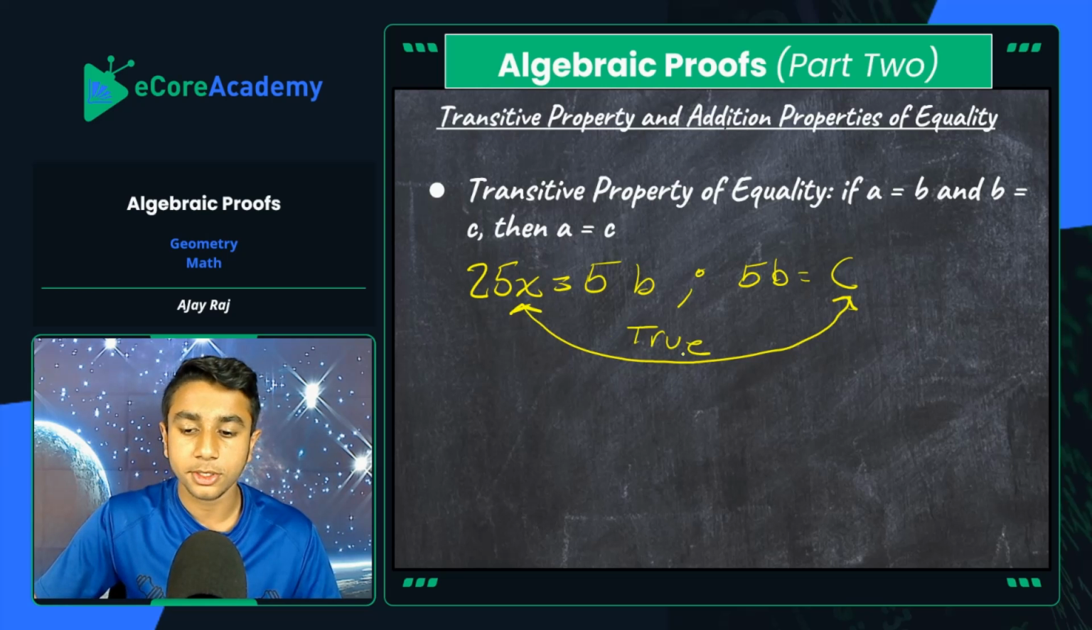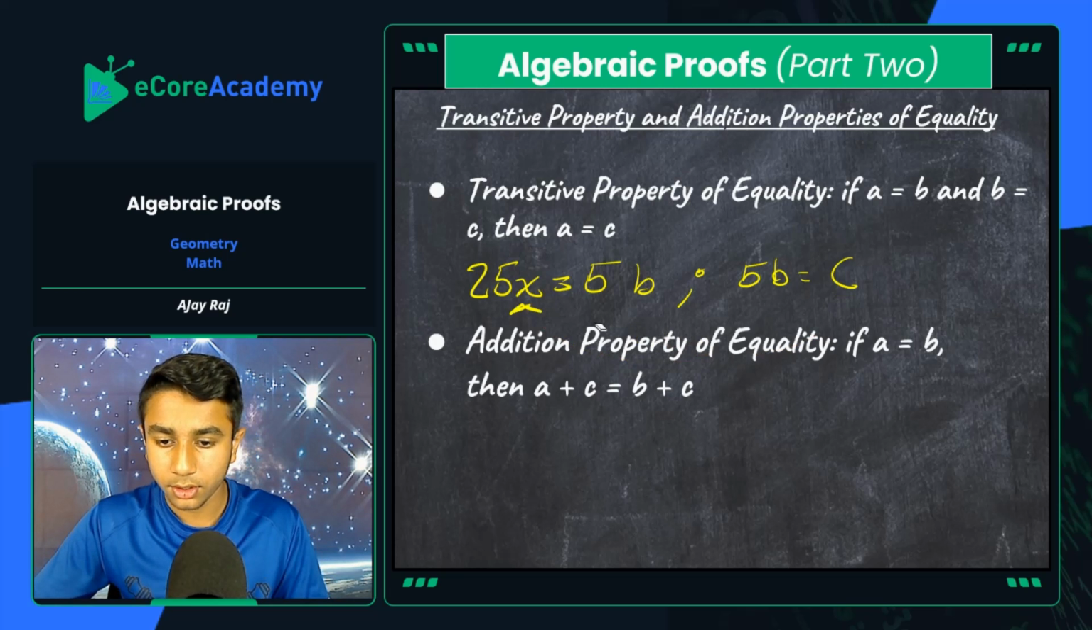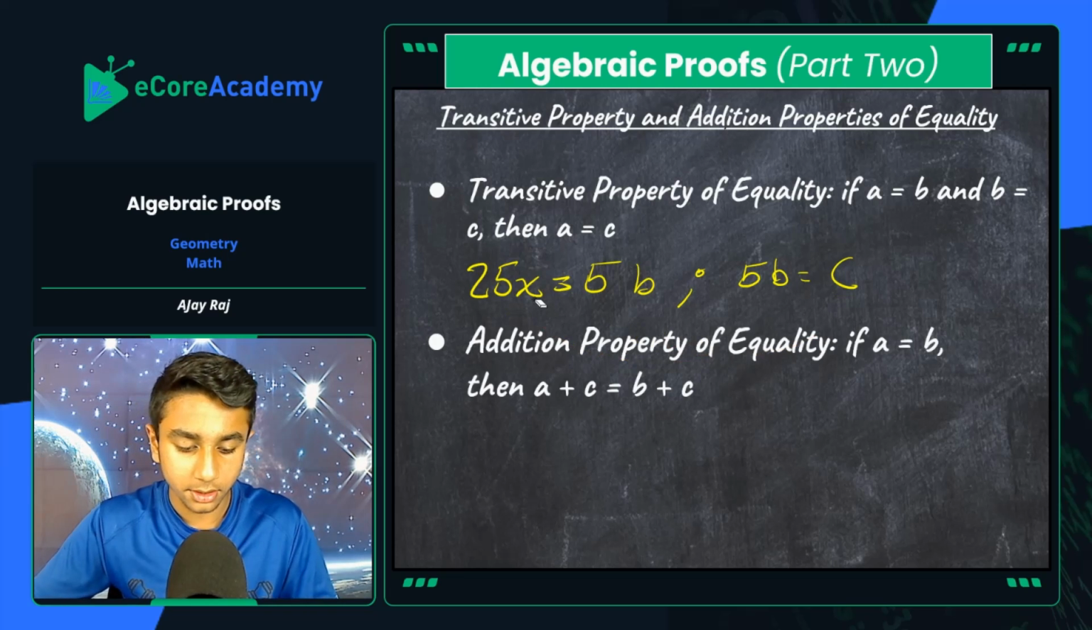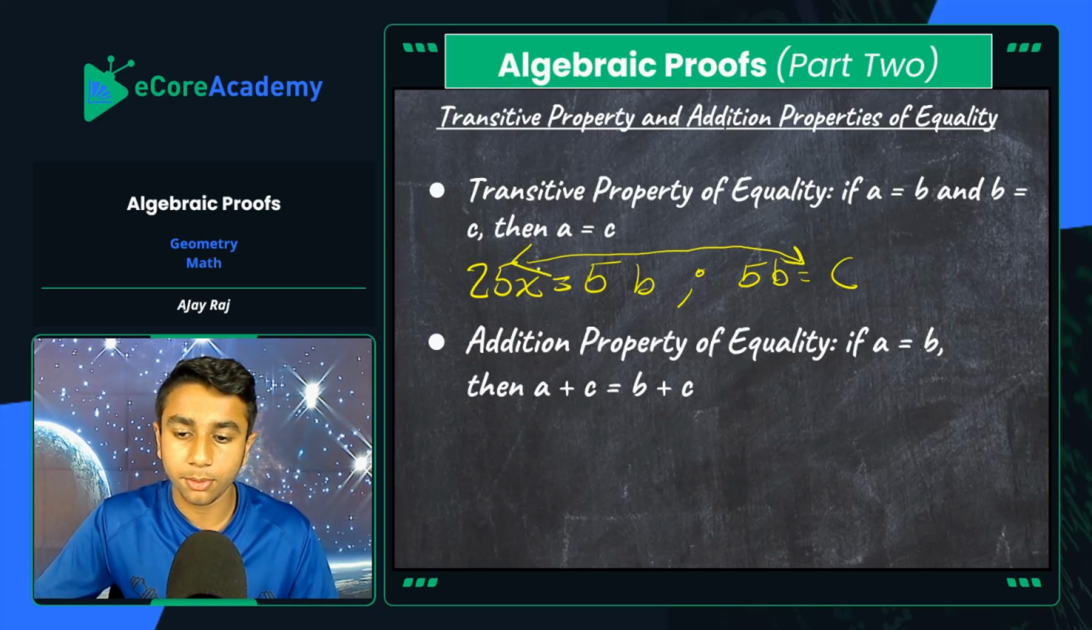I'll clear this out here and rewrite this. So you can always swap these two and it'll maintain equality.